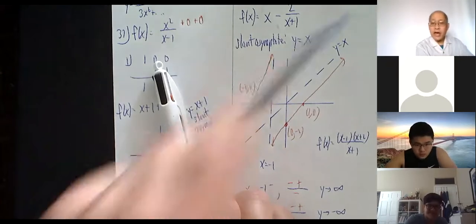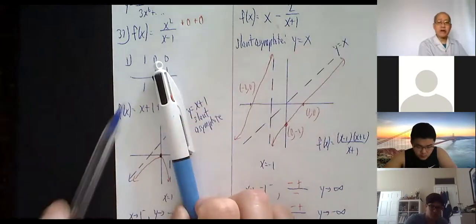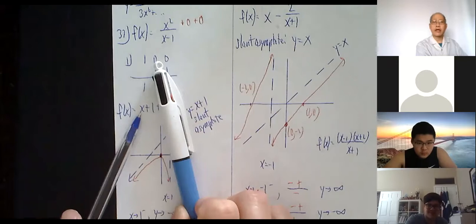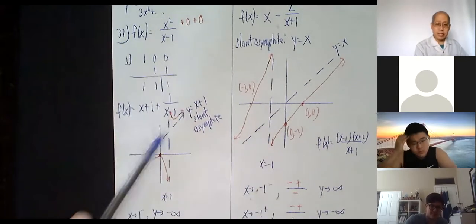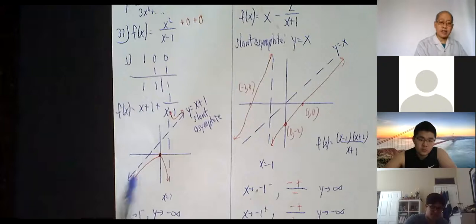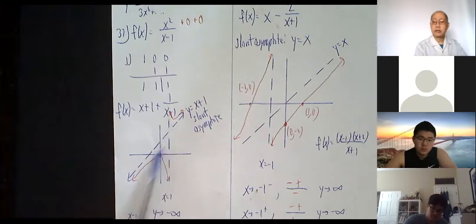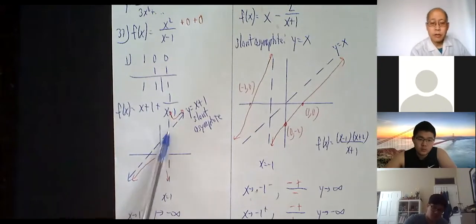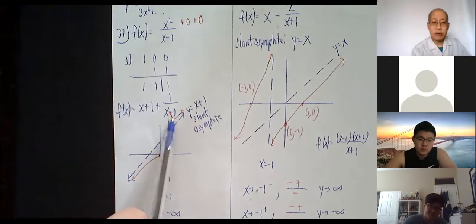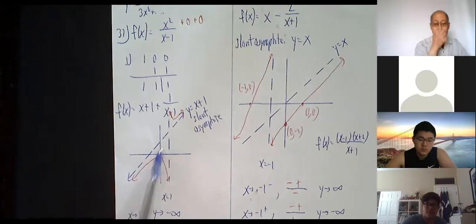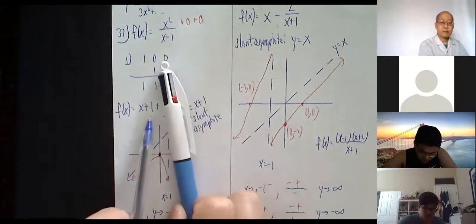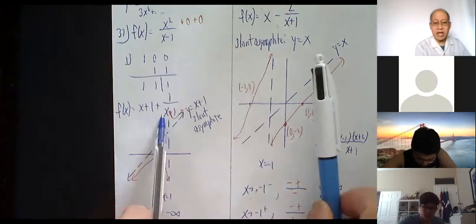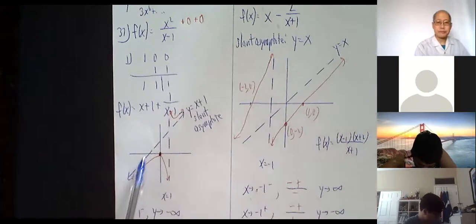Okay, so way out to the right and way out to the left, the function looks more and more like y equals x plus 1. So y equals x plus 1 is going to be your slant asymptote. Okay, so I've got it slanted going like this. I'm going to get real close to this line. When x gets super big, this is like nothing. And when x gets super big negative, this is also like nothing.